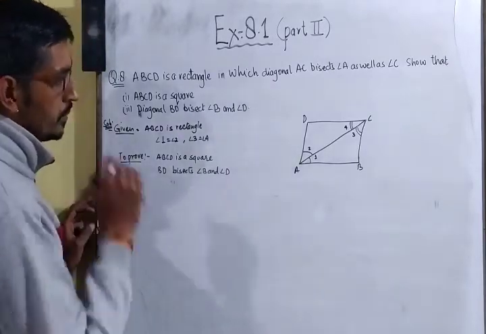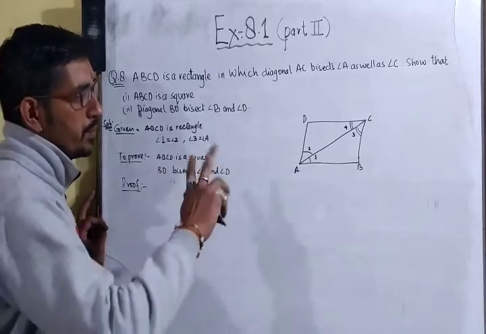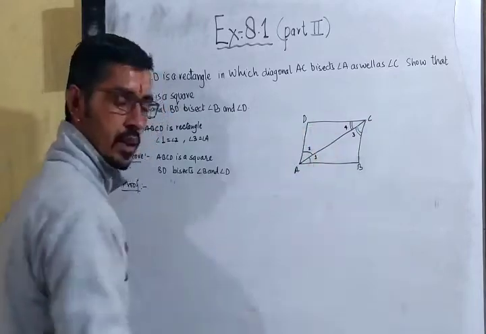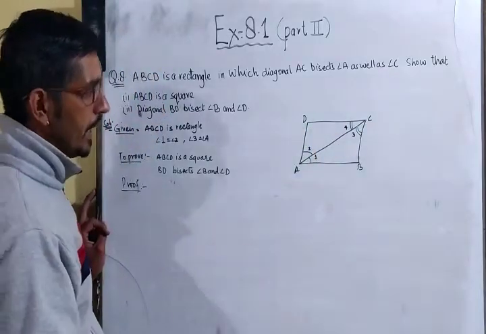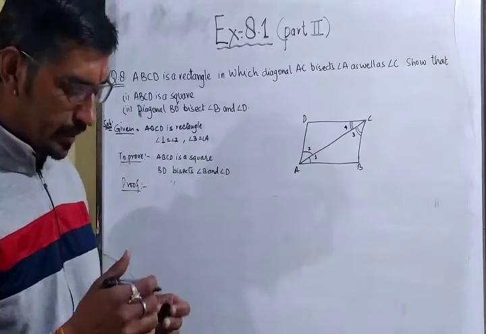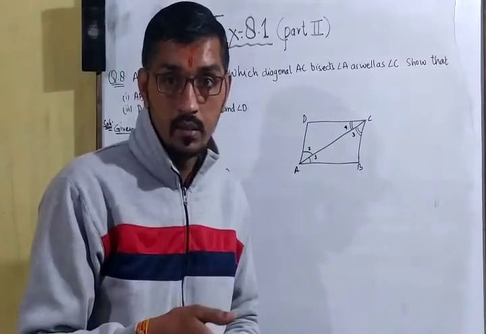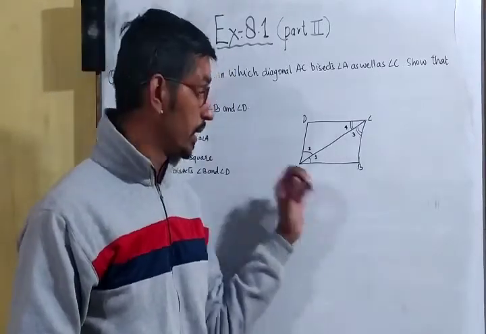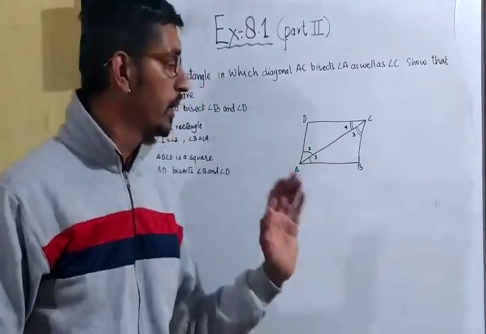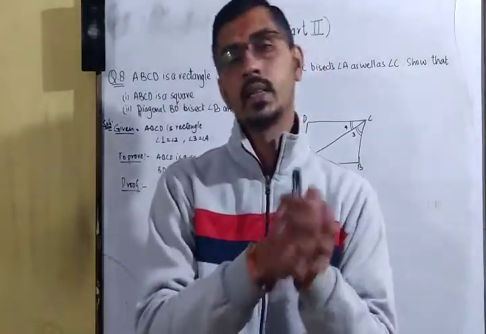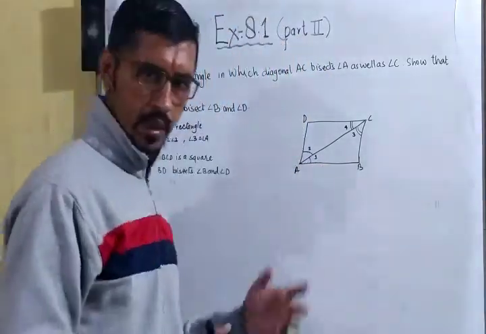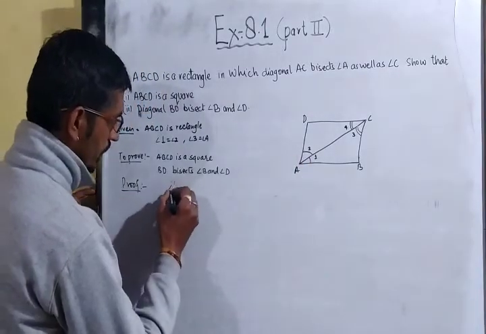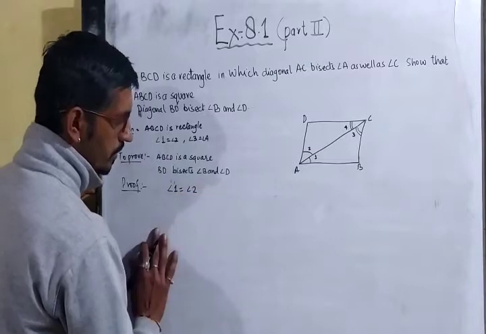Now what we have to prove is that adjacent sides, that means all the sides, are equal to each other. In the previous question we did just the reverse of this, the vice versa. There the sides were given equal and we had to prove the angles equal. Here the angles are given equal and we have to prove the sides equal. So we will apply the same method. Here it is given that angle 1 is equal to angle 2.